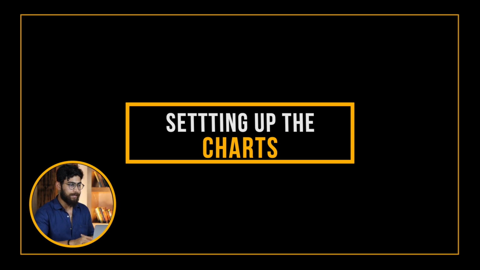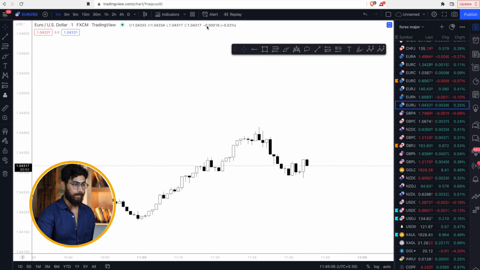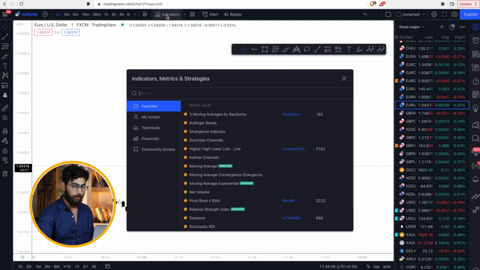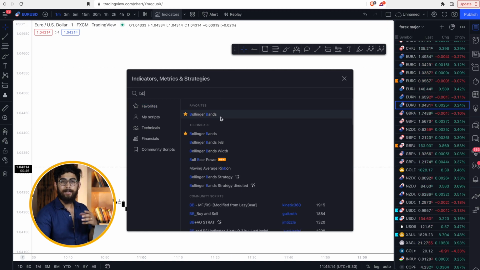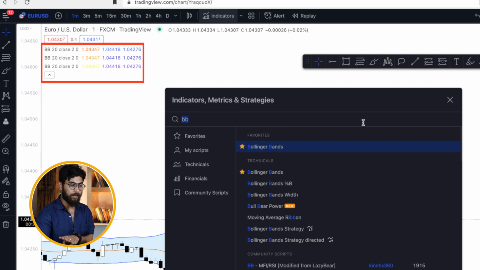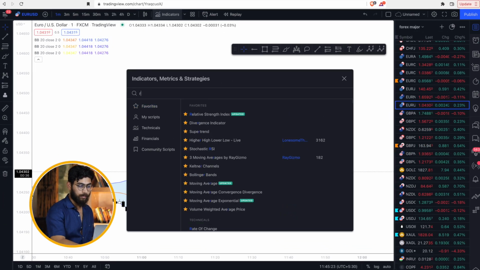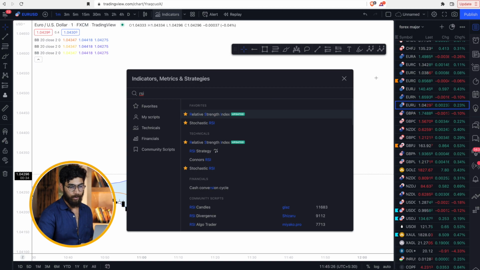As this strategy is going to use a lot of indicators, let us first set up your charts. And for that, go to TradingView platform and in there, click on indicators. Now, you have to search for Bollinger Bands and you have to add 3 Bollinger Bands to your chart. So click on it 3 times and 3 Bollinger Bands will be added. Apart from this, you will also need RSI. So click on RSI.